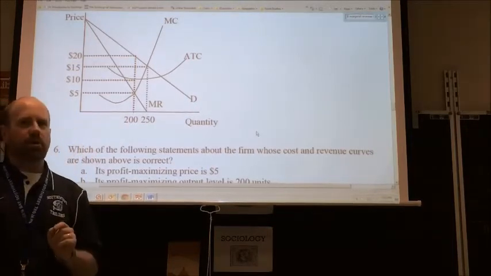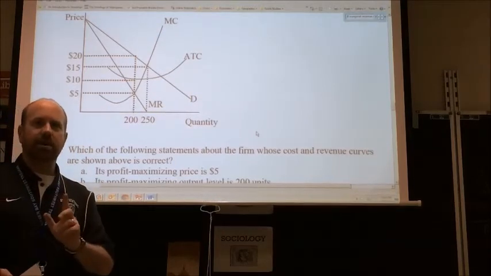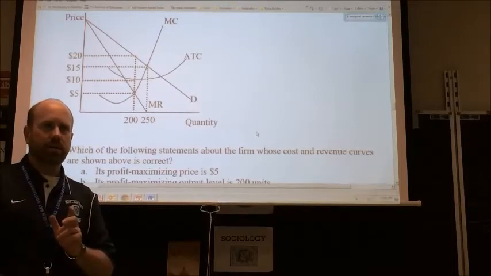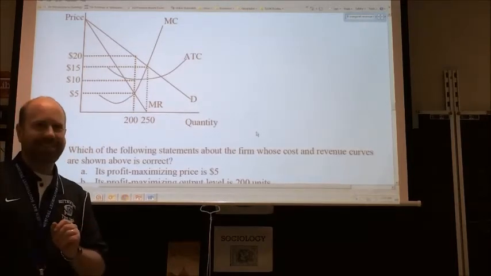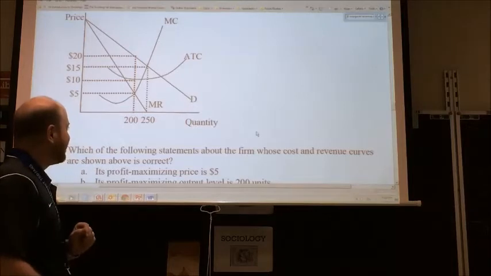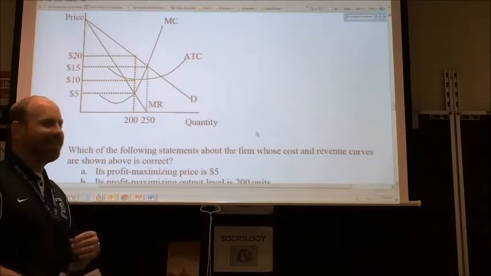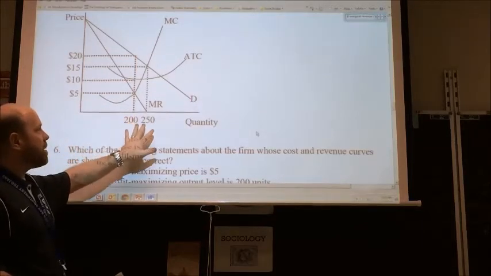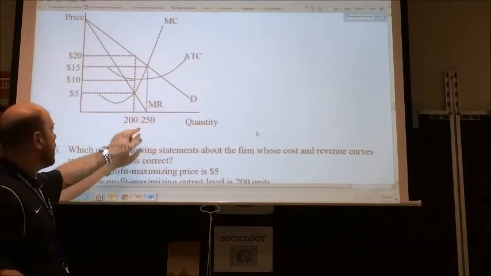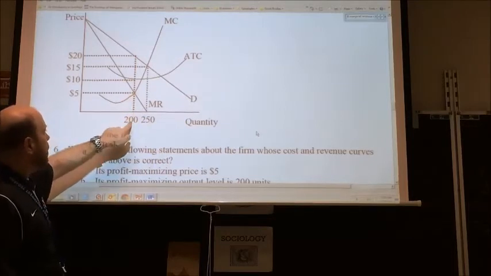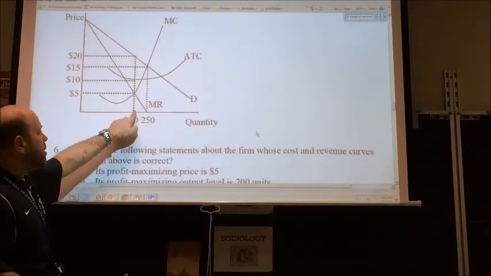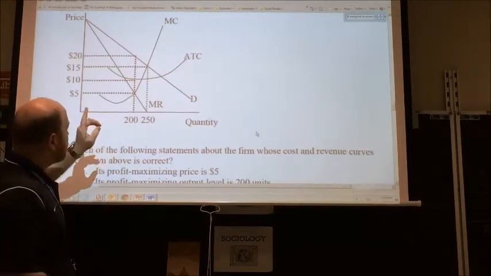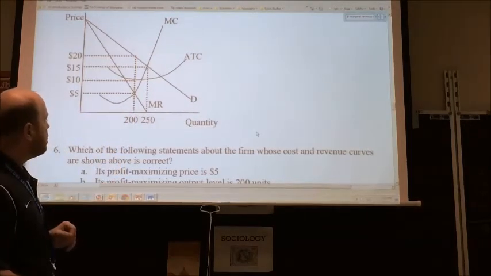Which axis do we look at once we find that intersecting place? The X or the Y? The X. Great. We look down here, it tells us the profit maximizing quantity, okay? So here's the intersection. So we know that this firm, to maximize their profit, is going to be producing at 200 units. What price is this company going to be charging?